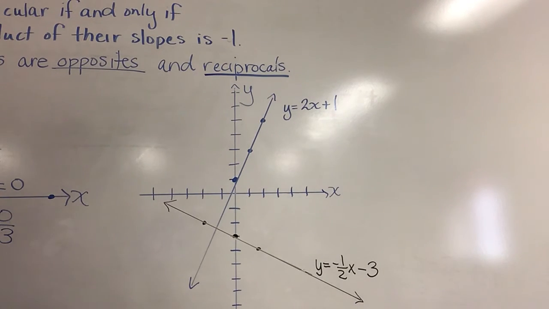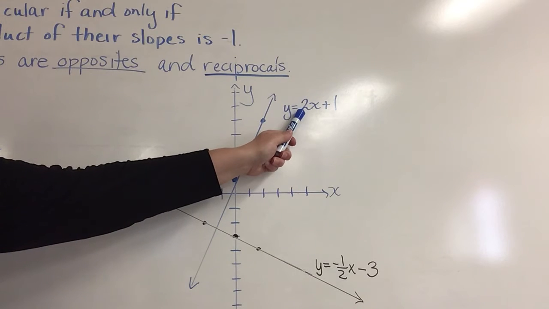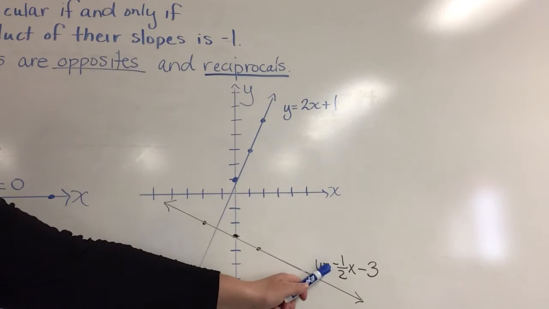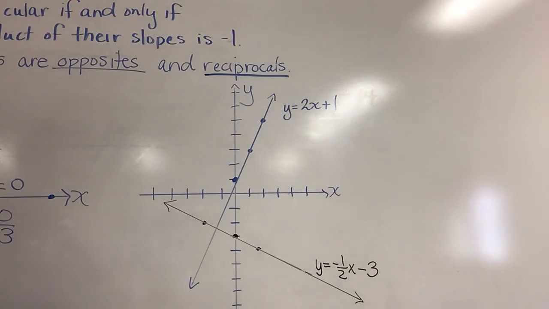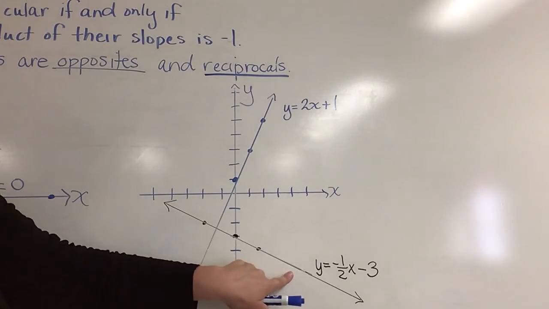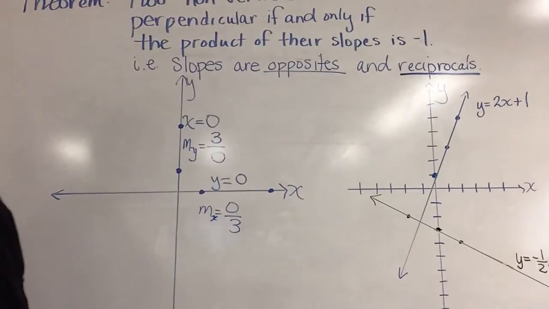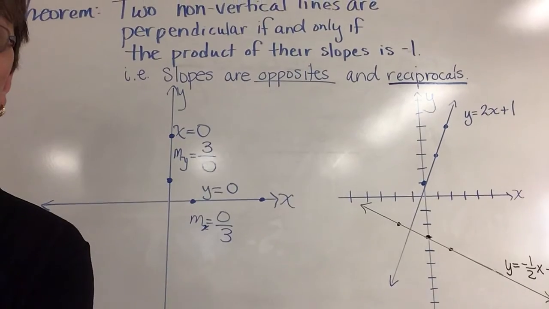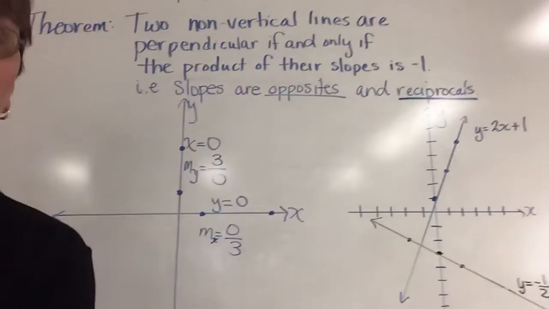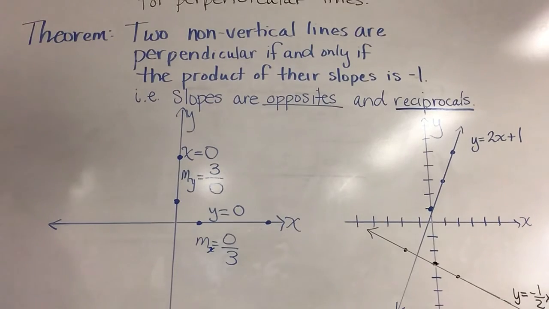So one thing that hopefully this shows you is that the slopes of perpendicular lines in the coordinate plane need to be reciprocals first of all. Just like here I have 2, which is the same as 2/1, and this one is 1/2. And not only do they have to be reciprocals, but they have to be opposites. This has a positive slope, it's increasing from left to right. The black line has a negative slope, it's decreasing from left to right. So that brings us back to the theorem in blue: two non-vertical lines are perpendicular if and only if the product of their slopes is -1.